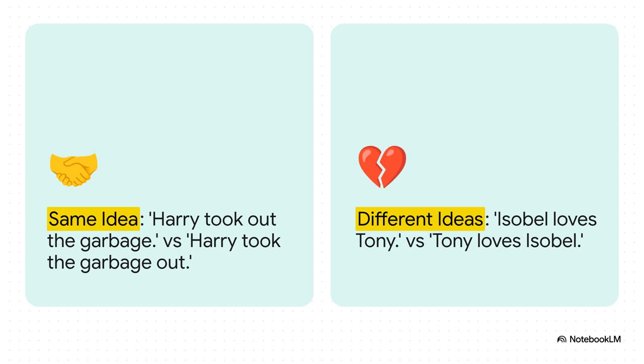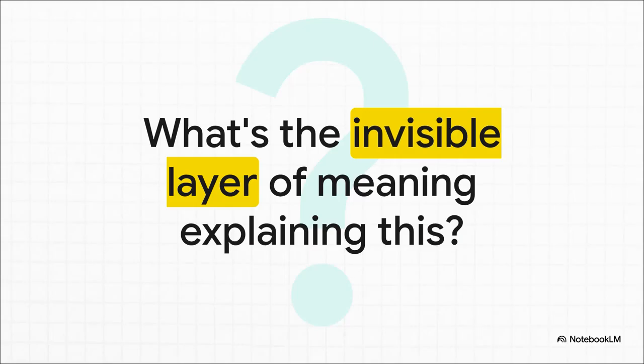Look at that first pair of sentences. Harry took out the garbage and Harry took the garbage out. Okay, different word order, but they mean the exact same thing, right? No big deal. But now look at the second pair. Isabel loves Tony versus Tony loves Isabel. Same words, just swapped around, but the meaning is totally different. So what is going on here?